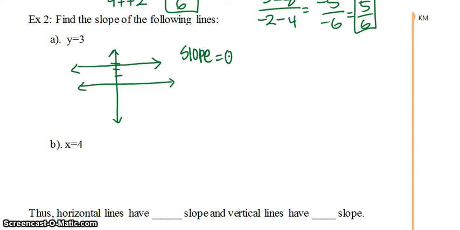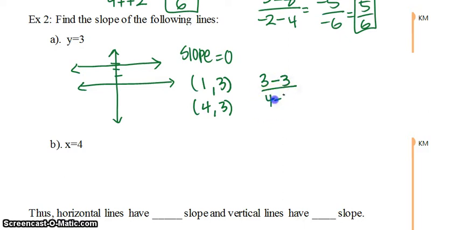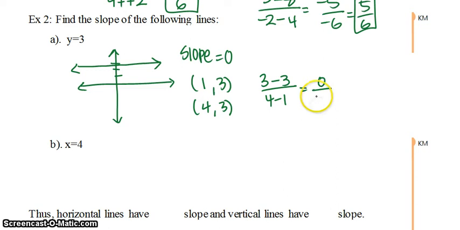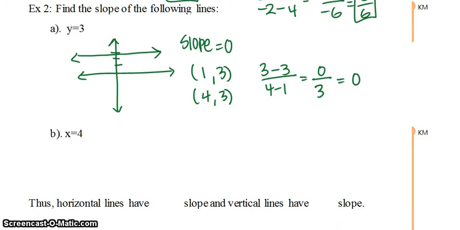But I can prove it to you. I can pick 2 points on that line. If y equals 3, I can pick 1 and 3, and I can pick 4 and 3. It doesn't matter, because does y equal 3 on both of them? Yes. So I can still use that same formula and go 3 minus 3 over 4 minus 1, which is 0 divided by 3. And we know that 0 over 3 is the same as 0, so that is why we have a slope of 0.